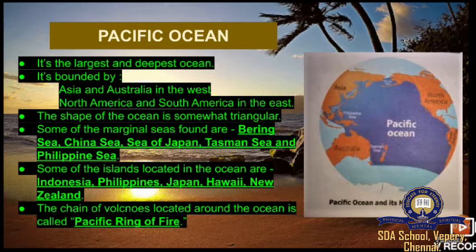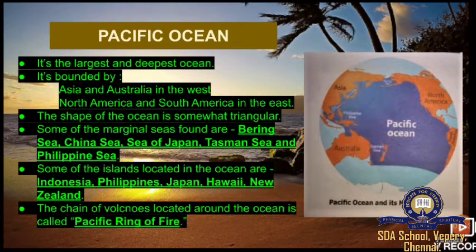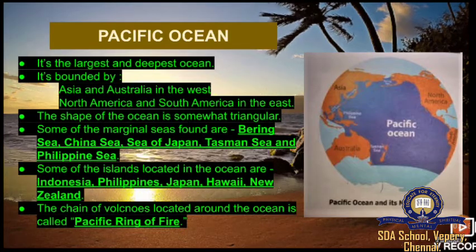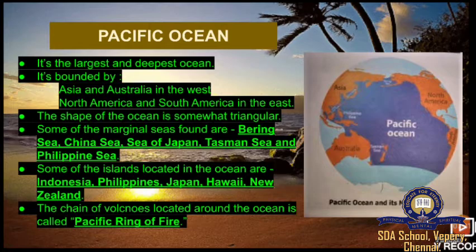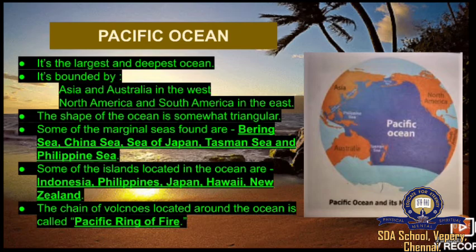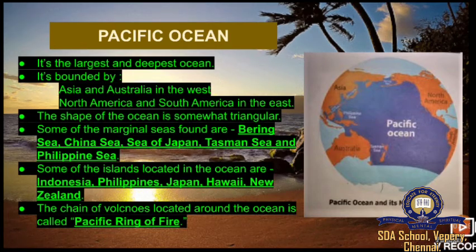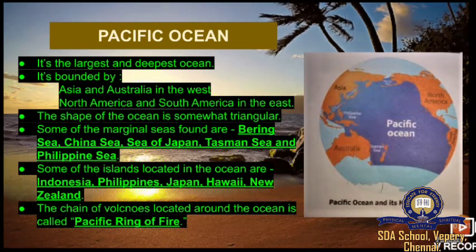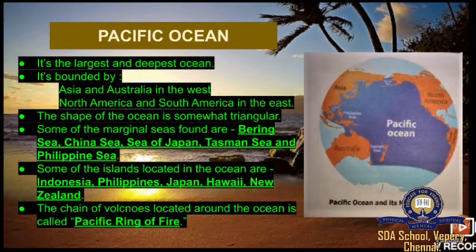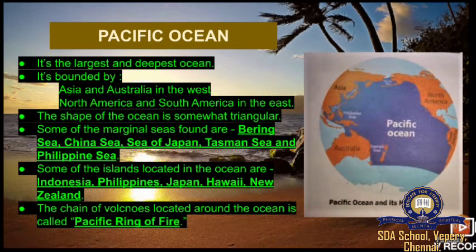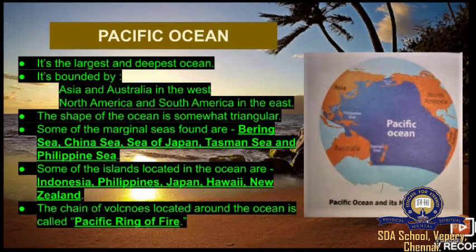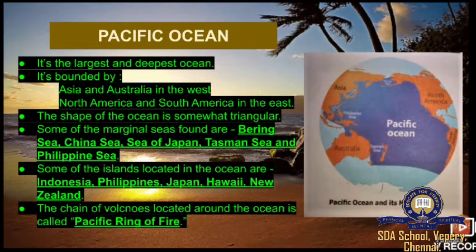So some of the islands that are found in the Pacific Ocean are Indonesia, Philippines, Japan, Hawaii, New Zealand. So you see the small orange part inside the dark blue, right? So those are the Philippines and Japan, Hawaii, and other islands. And the last point, there are chain of volcanoes located around the ocean.